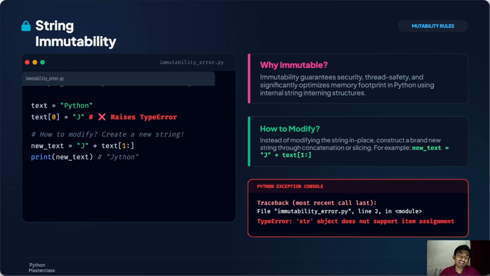Earlier I mentioned something important. I said strings are immutable, but what does that actually mean? Immutable simply means it cannot be changed once it's created. Once Python creates a string, its individual characters cannot be modified directly. Let's see it in action.